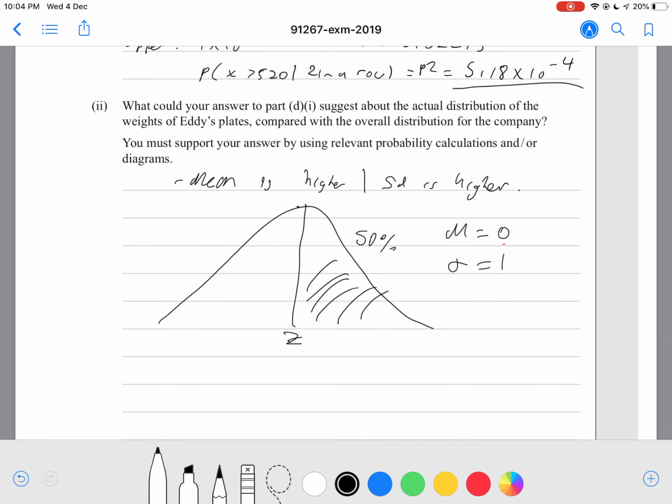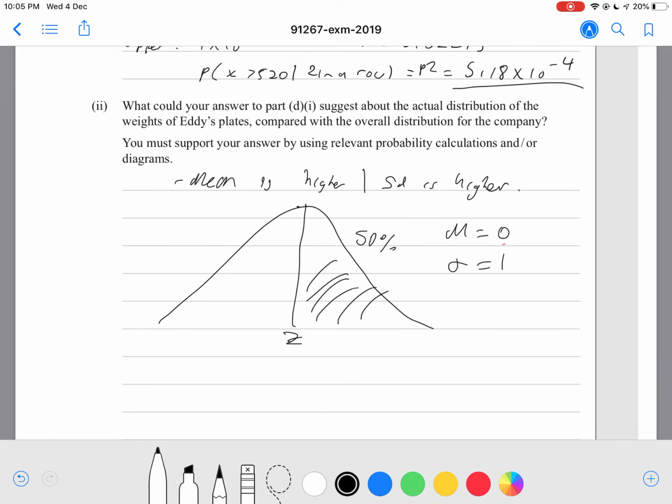So once again, we're going to use our calculator. We're going to go inverse normal. Our tail doesn't really matter which way it is: 50% on the right, 50% on the left, so you can use either right or left. Area 0.5, mean is 0, and standard deviation is 1.